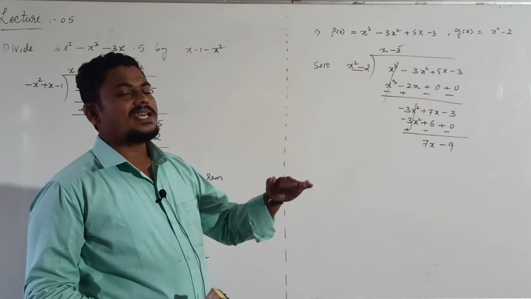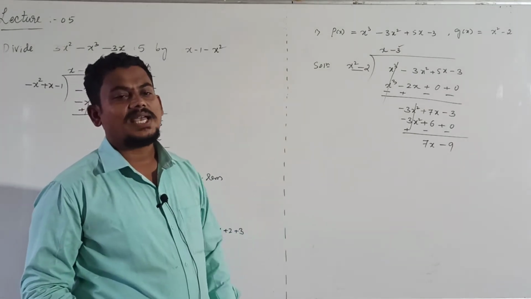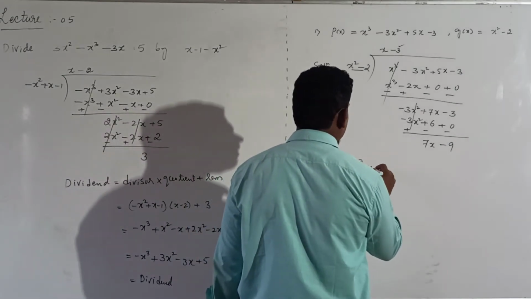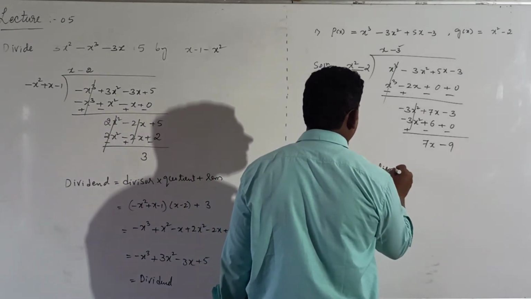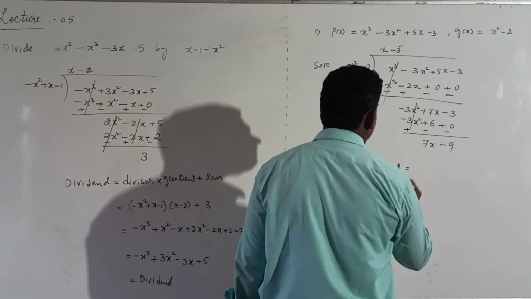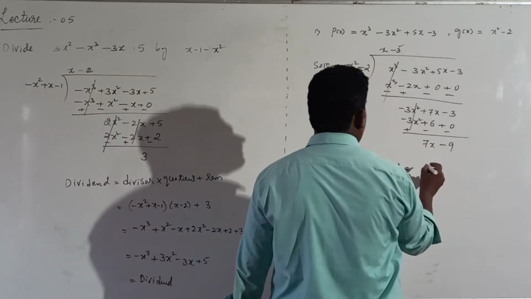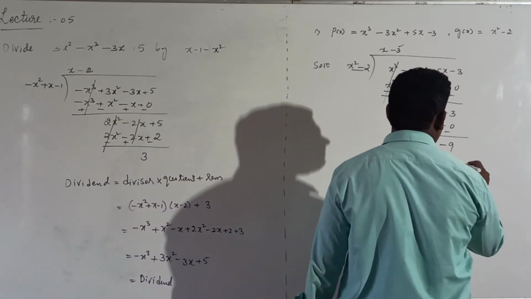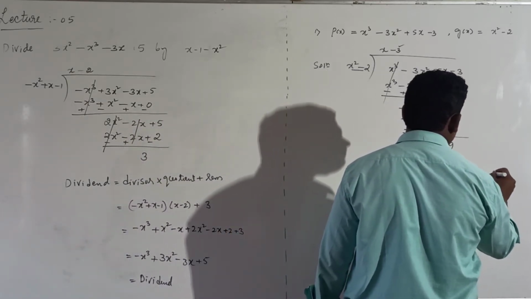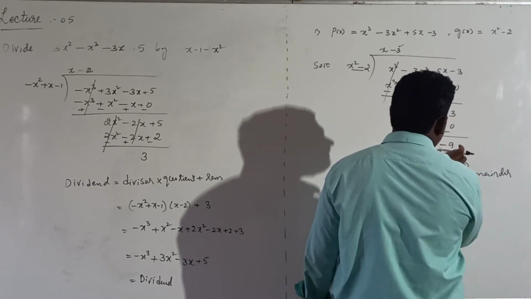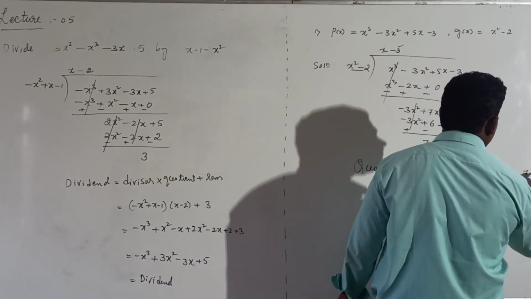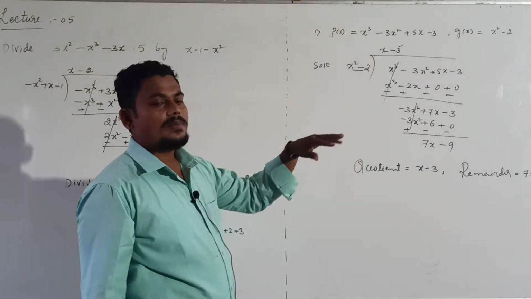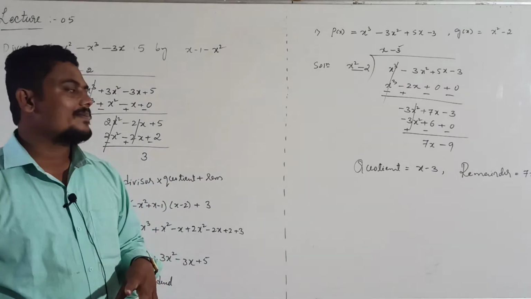Divide p of x by g of x and find the quotient and remainder. In this case, what is the quotient? This is our quotient. X minus 3 is our quotient. And what is the remainder? This is our remainder, 7x minus 9.